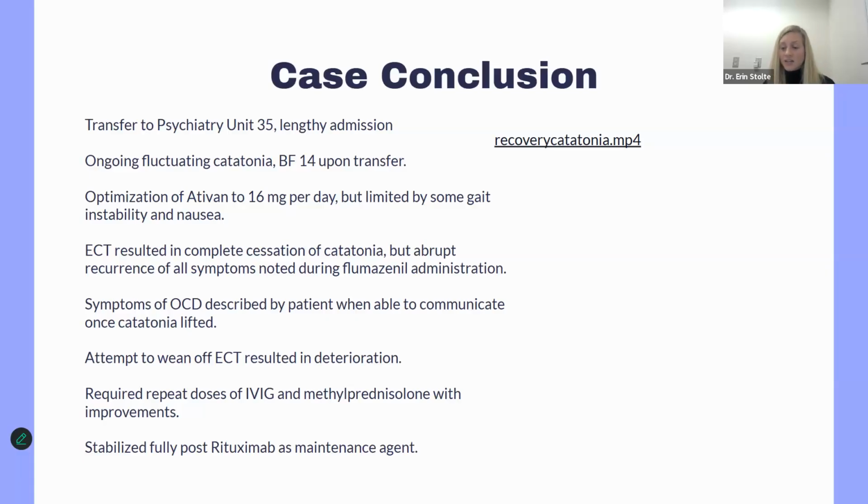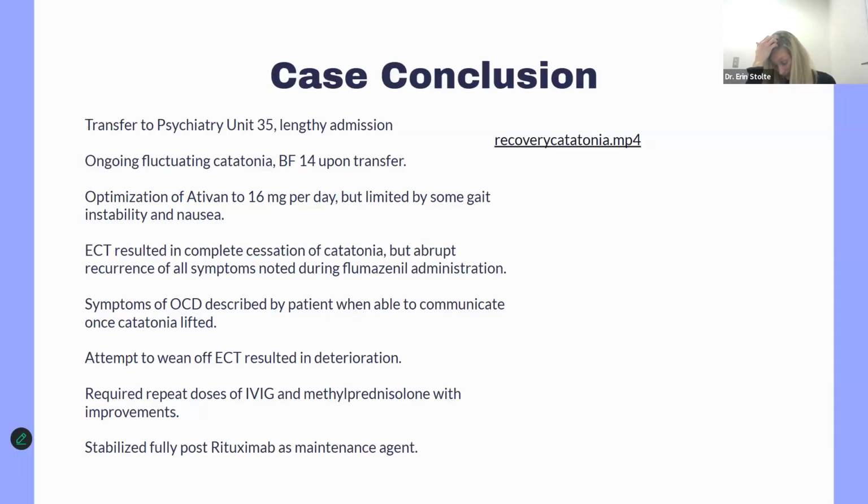And as the rituximab built into his system to about that 8 week, that was when we started to see that when we gave the flumazenil, this kid was actually fine. And that gave a lot of confidence for us to completely back off on the ECT altogether and to allow him to be safely discharged home. And so he's now home. He is doing remarkably well.